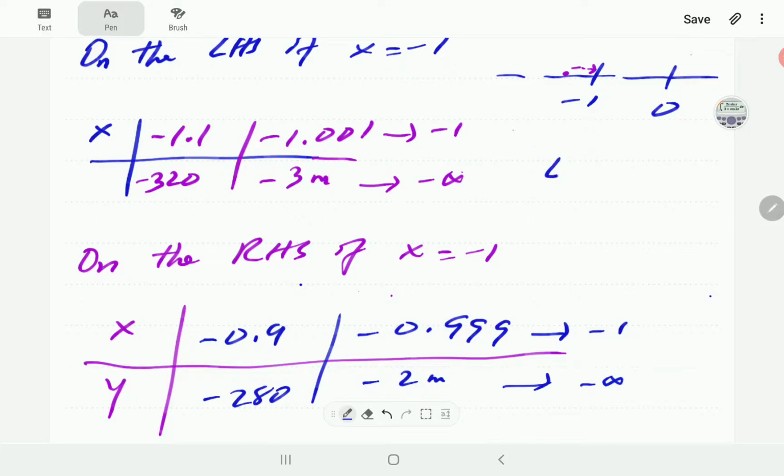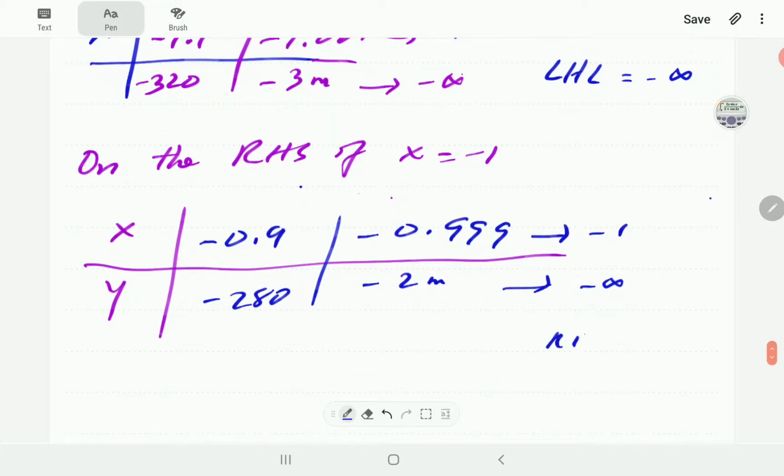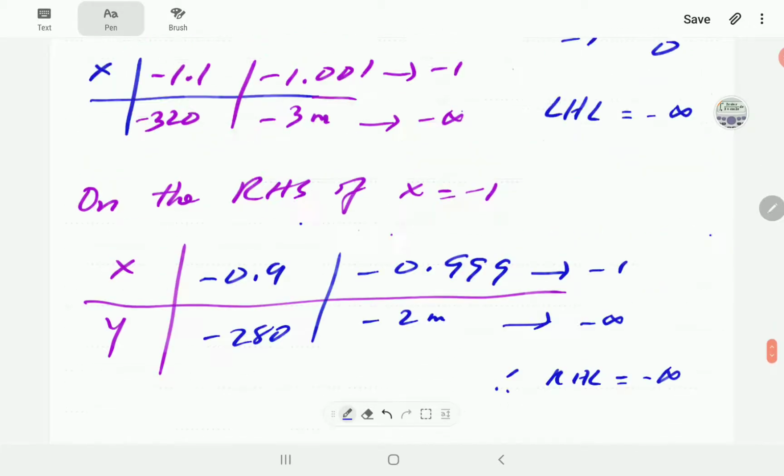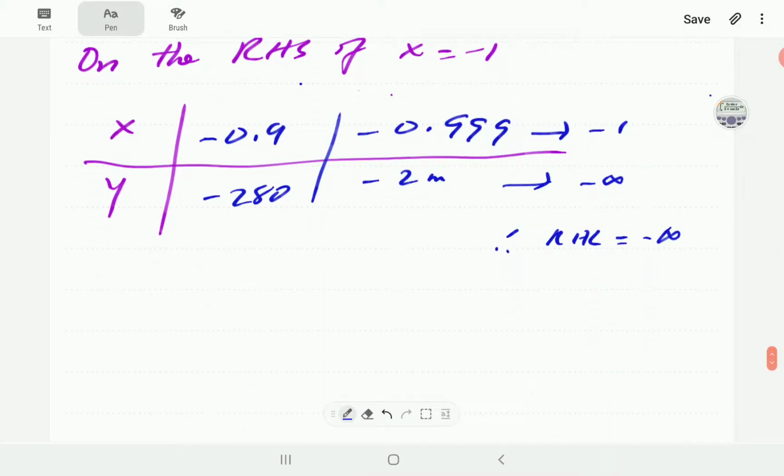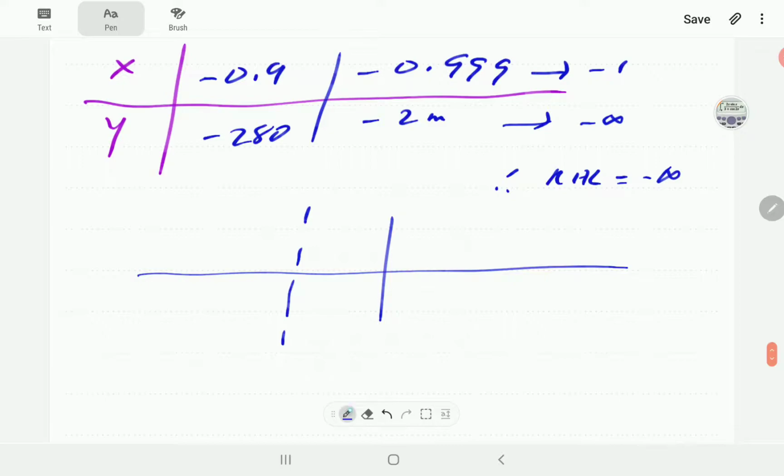So this time, the left-hand limit is negative infinity. The right-hand limit is also negative infinity. Graphically, what it does mean is that this function around x equals negative 1 is going to go to negative infinity this side, and it is also going to go to negative infinity that side.